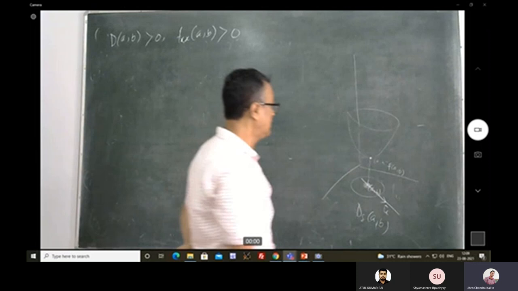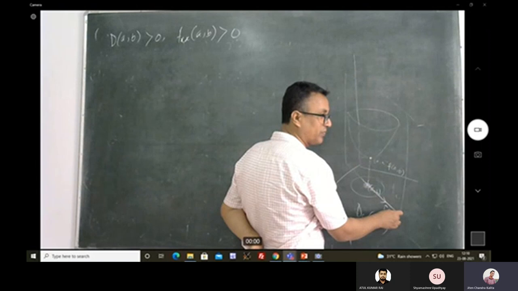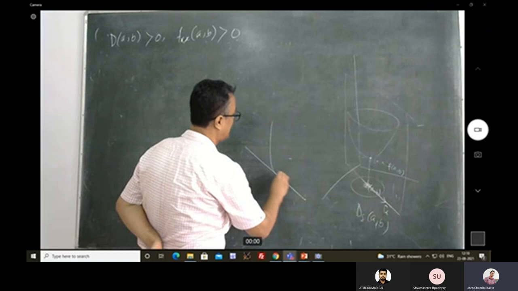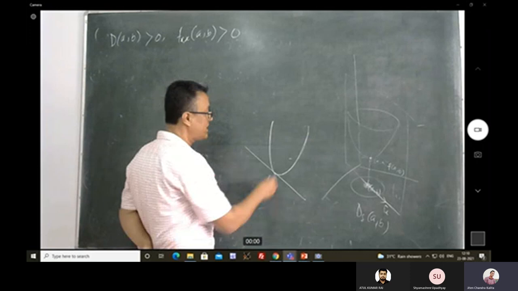As before, if I draw a vertical plane through this, that plane is going to pass through the point (a, b, f of (a, b)), right? So then that plane is going to generate a curve like this. Is it okay for the time being? Fine? Yes. So then we are going to prove that for this curve, the function has a minimum at this point.